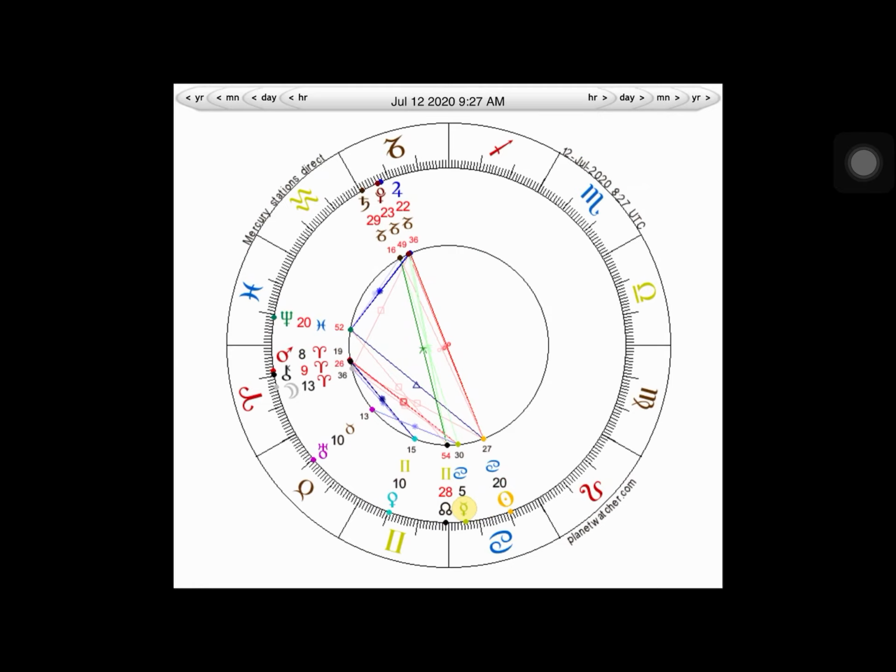Now here we have Mercury stationing direct. This is the end of the cycle, but you can see Mercury is at 5 degrees of Cancer, Mars is at 8 degrees of Aries, so Mercury now will begin to move forward, and as it does so, it moves directly into a square that it's receiving from Mars. So this part of the cycle is going to be quite intense in particular, and we'll feel that up until the final Mars-Mercury square.